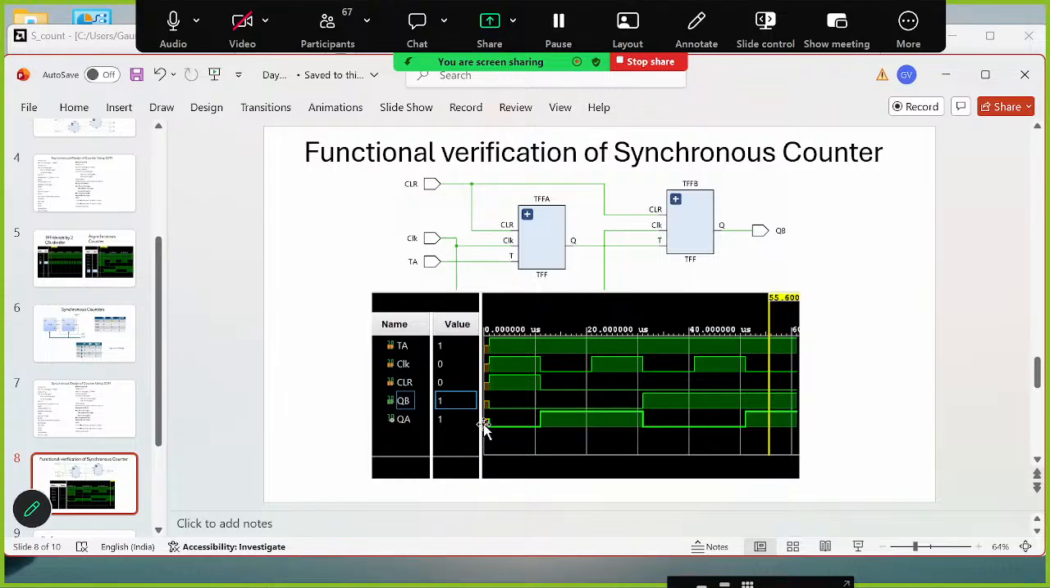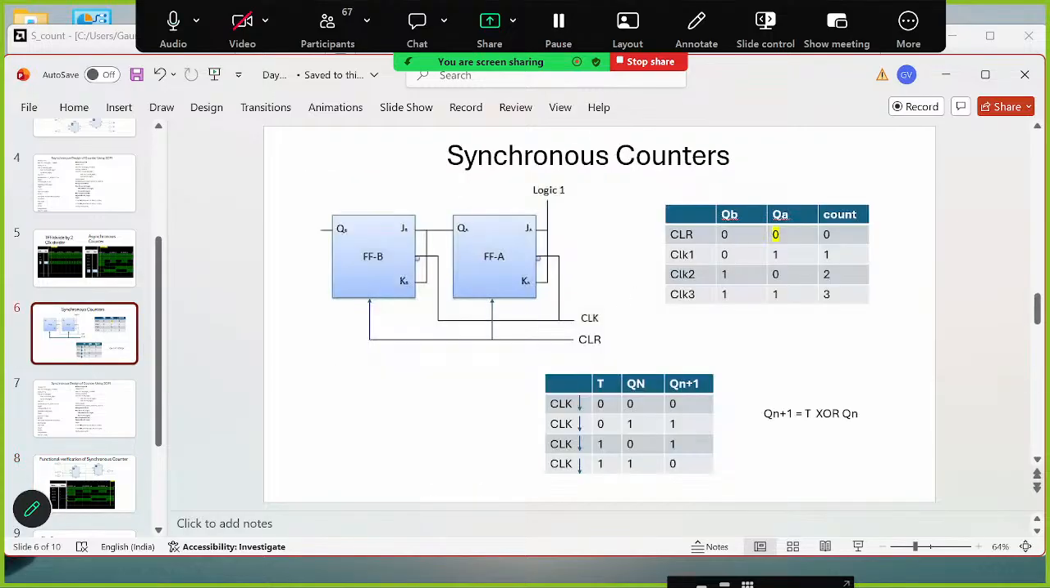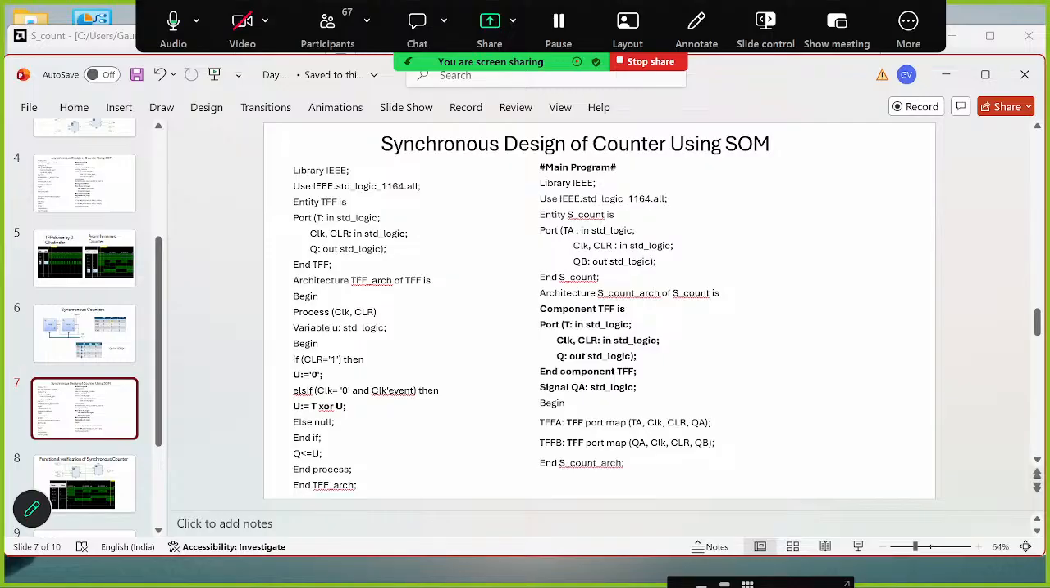So it is acting like a counter: 0 0, 0 1, 1 0, and 1 1, as we have seen, that is 0, 1, 2, 3. When you increase more flip-flops, make it 3 flip-flops, then it will count 0, 1, 2, 3, 4, 5, 6, 7. With 4 flip-flops, the count goes to 16. With 5 flip-flops, the count goes to 32. Then accordingly you can make the design. In the code, you just need to increase the number of port map statements. That's it.